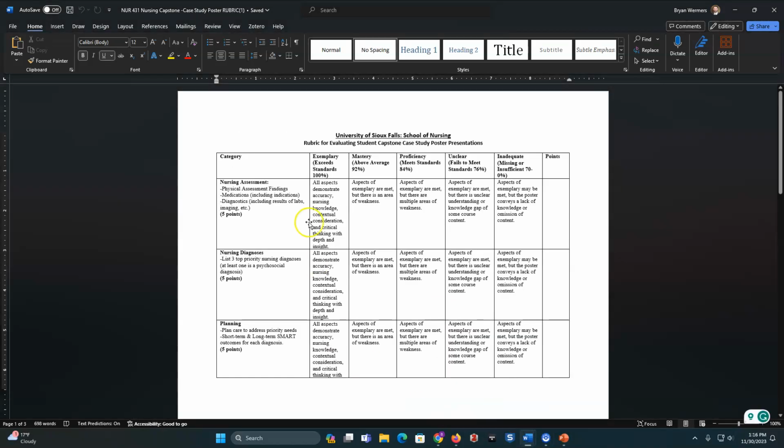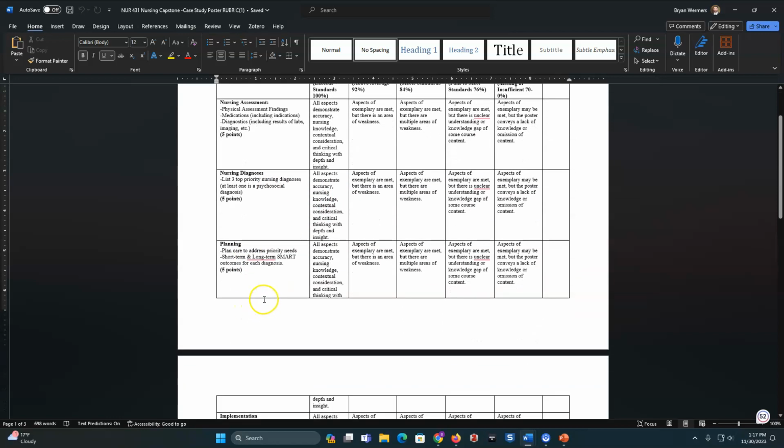Looking at the rubric, it's got all those things on there. So nursing assessment, so physical assessment, medications, diagnoses, all those different things. Make sure you're doing it at an exemplary level. Nursing diagnosis, your top 3, their priority. One of which has got to be psychosocial, as we talked about. Planning. What are your goals? Short-term, long-term, SMART outcomes for each diagnosis.